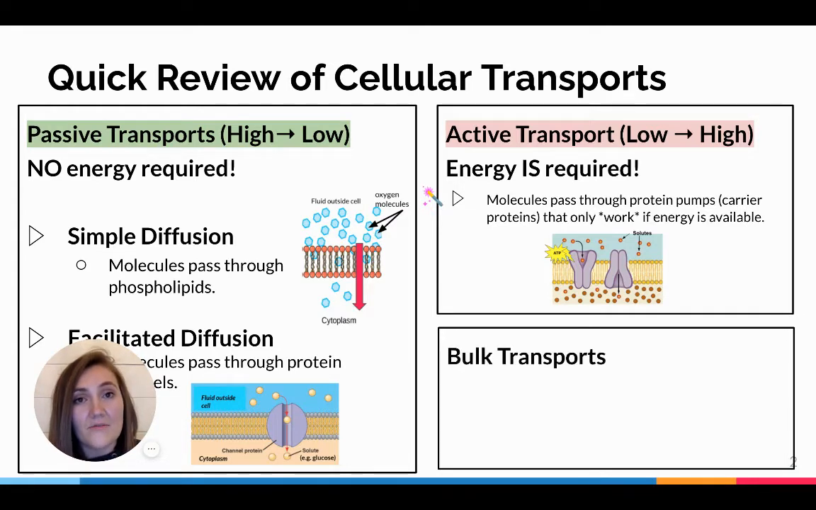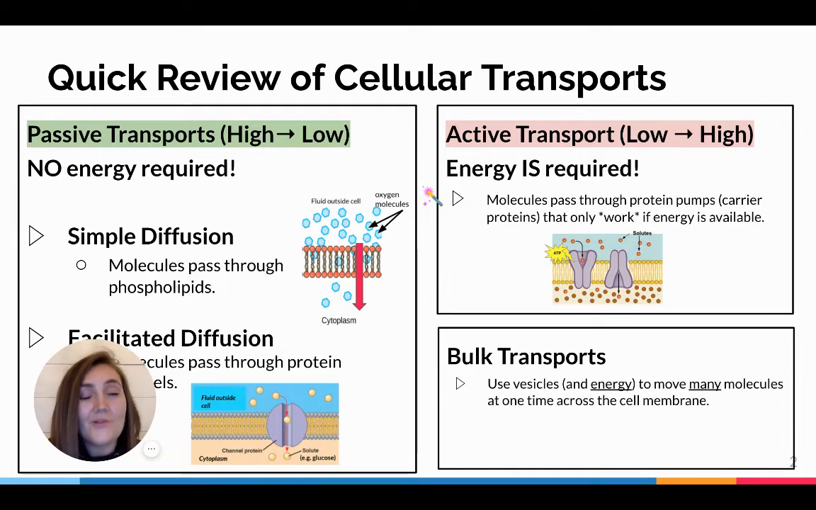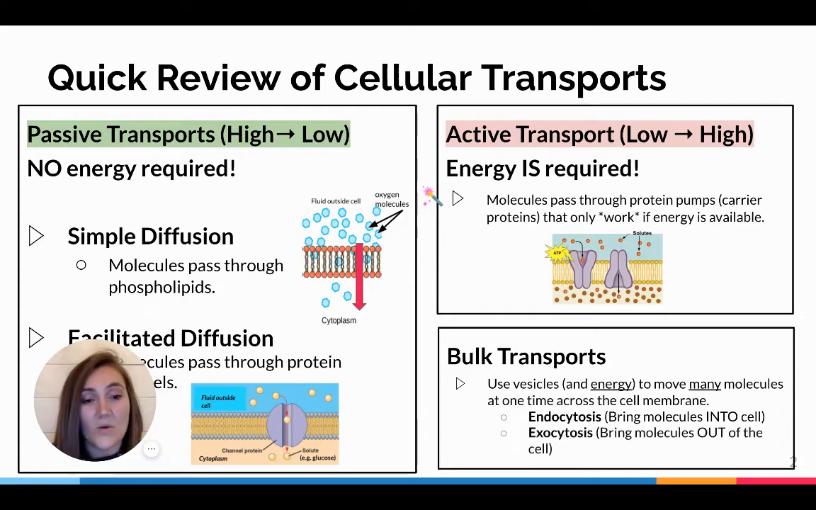Another type of active transport is bulk transports. So bulk transports also are using energy, but they are using vesicles to move many molecules at one time across the membrane. There's two ways they can do this. The first way is endocytosis. This process is bringing molecules into the cell. And then exocytosis is bringing molecules out of the cell. So both of these are types of bulk transports, and again, they fit under the active transport umbrella.